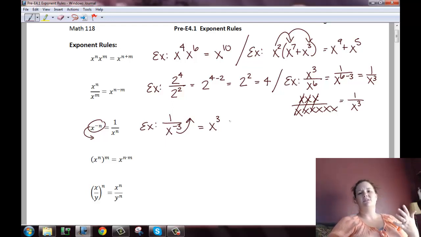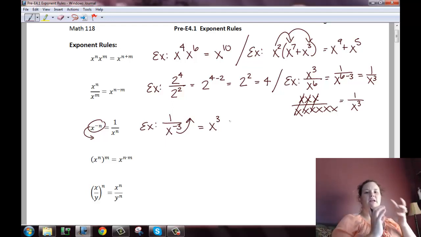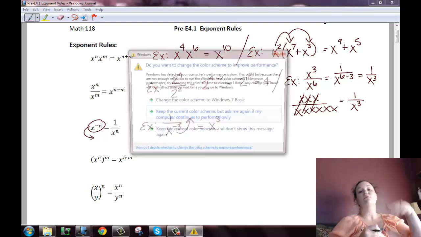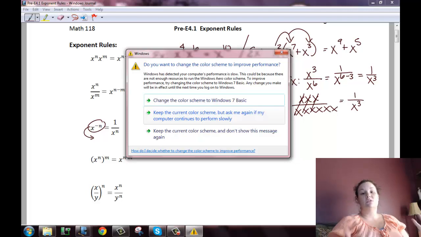Okay, and that will help us out because we always want to end up with all of our x's in one spot or all of our y's in one spot and that kind of thing. So if you have x's on top and bottom, you want to collect them all in the same place, and we do that by moving them across the fraction line, which now we know changes the sign of their exponent.